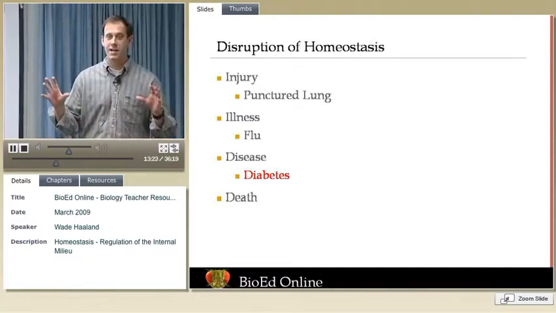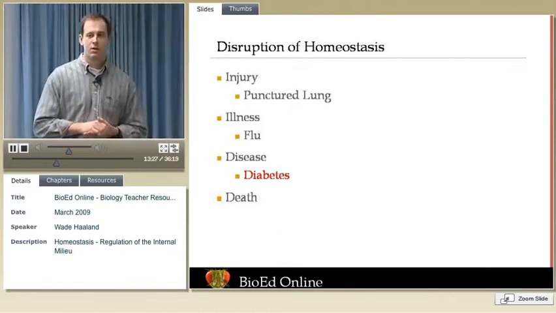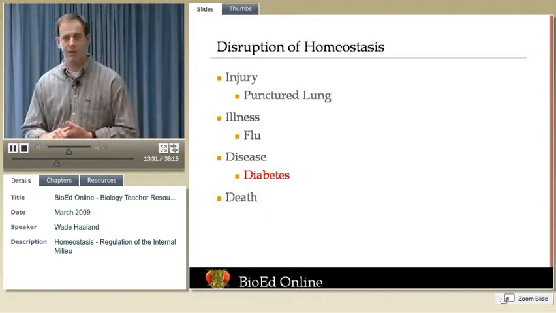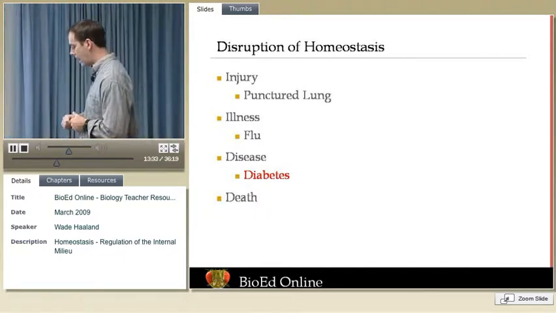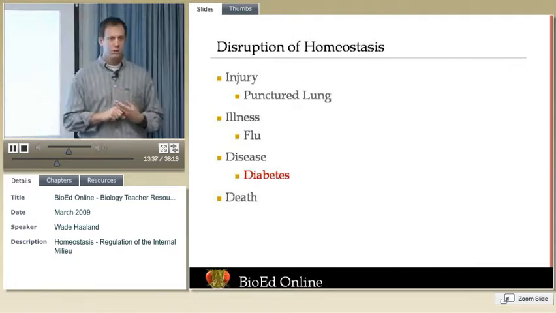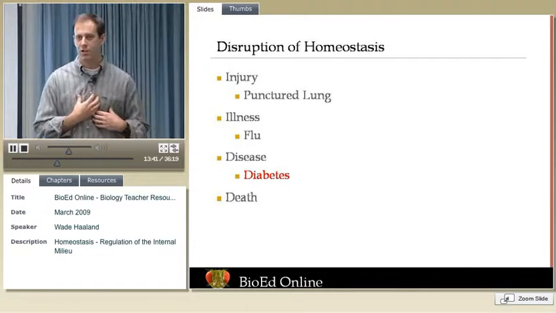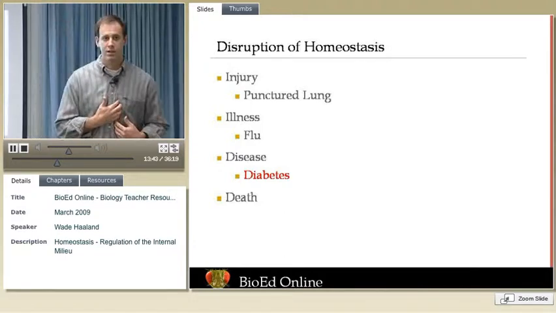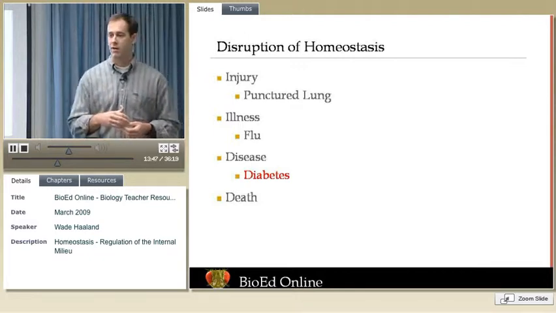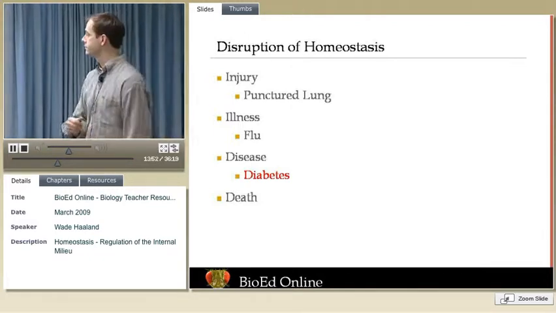So we've talked about maintaining homeostatic systems. The problem is these systems can get disrupted. And when they get disrupted, we have to fix them. So how can these be disrupted? Injury. If we have a punctured lung, we're obviously not going to be able to obtain the amount of oxygen that we need, and that has to be corrected immediately because our brains cannot survive without a proper amount of oxygen. And if our brain goes, everything else is going to go.